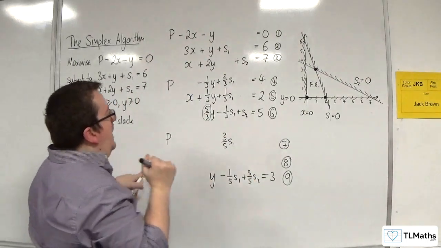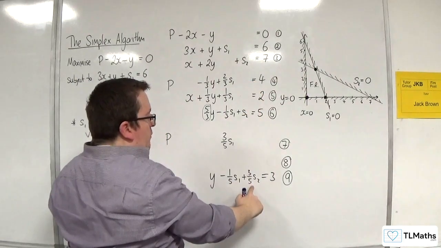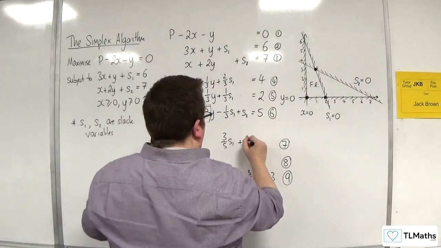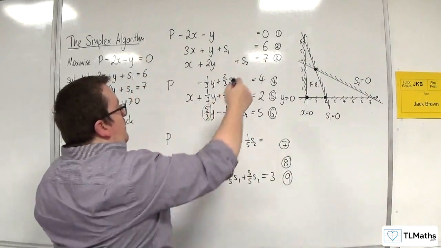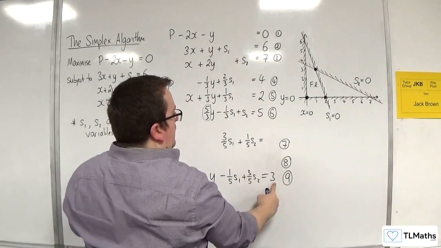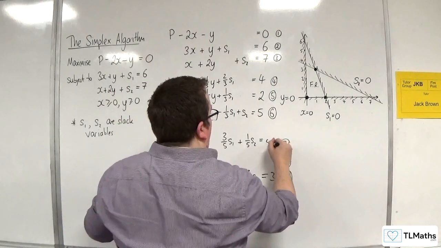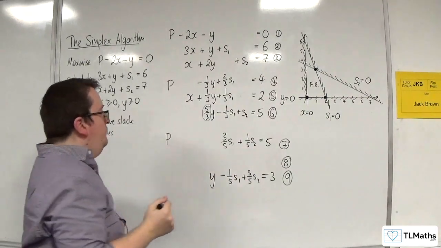Okay. And we've got nothing plus 1/3 of 3/5 S2, so that's 1/5 S2. And then we've got 4 plus 1/3 of 3. So that's 4 plus 1, so 5. So that's equation 7.